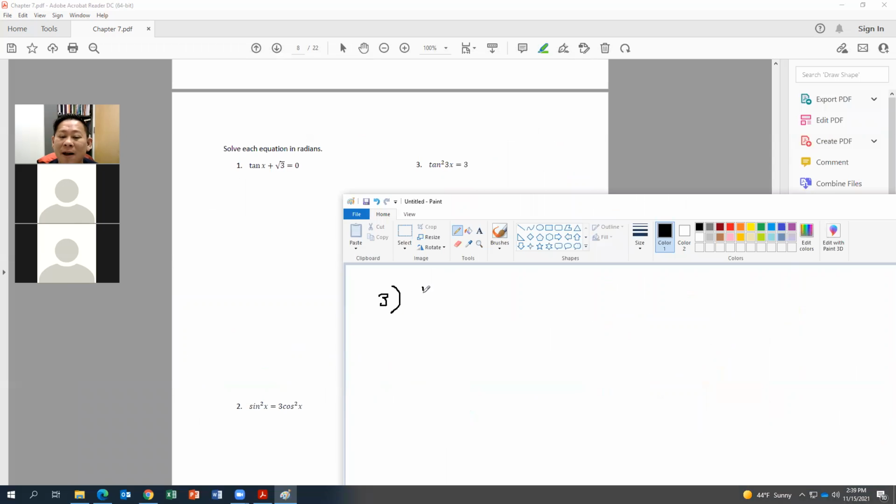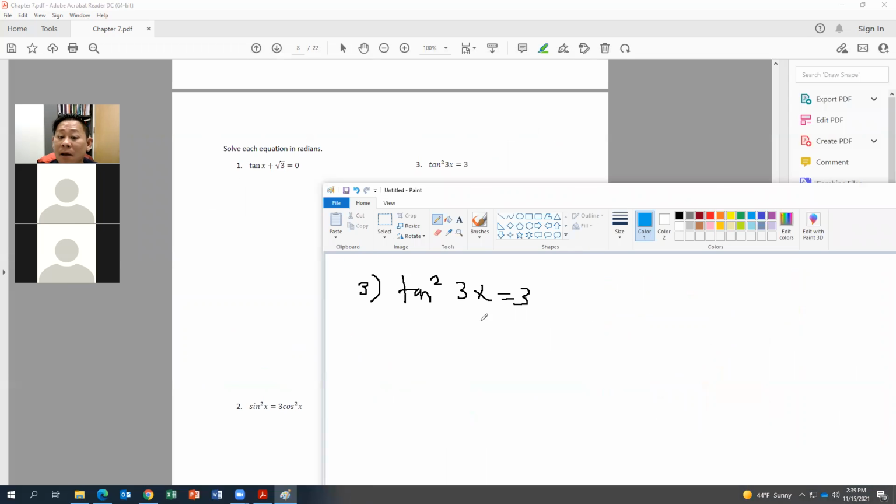So this is what we call multiple angles here. Why this is multiple angles is because if you look carefully, there is a 3x. On number 1 and number 2, you only got tangent 1x or sine 1x, cosine 1x. So now you got 3x. This is considered multiple angles.